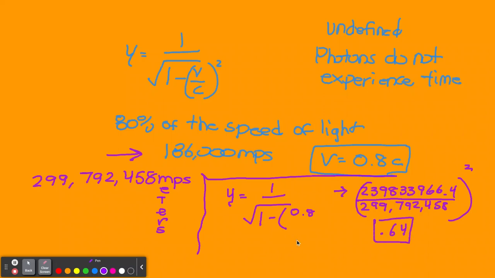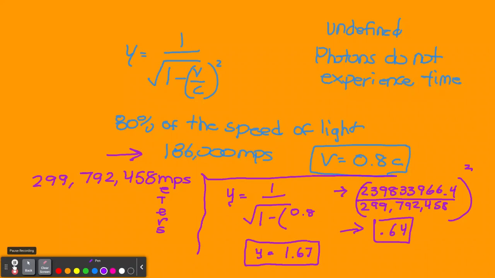Or you could have just plugged in 0.8, right? So if you do 1 minus 0.8 squared, you will get 0.64. So the time dilation, if you did that, will be 1.67. And what does that mean now? What do you think it means?